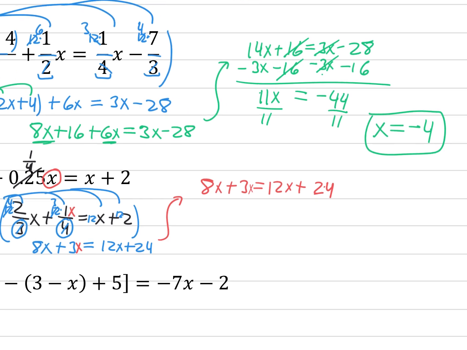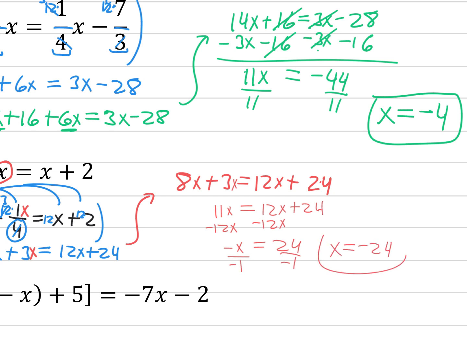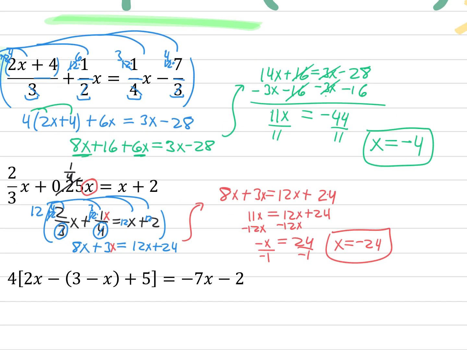Okay, sorry about that, but the same steps though, right? So 8x plus 3x is going to get you 11x equals 12x plus 24. All right, and then you can subtract 12x on both sides. And so I get a negative x equals 24, divided by negative 1, and I get x equals negative 24. All right.